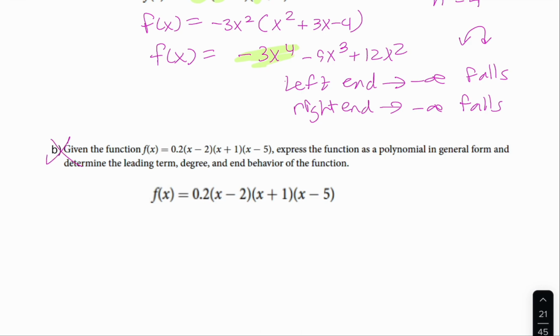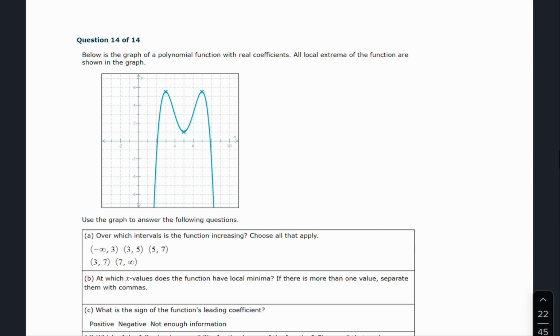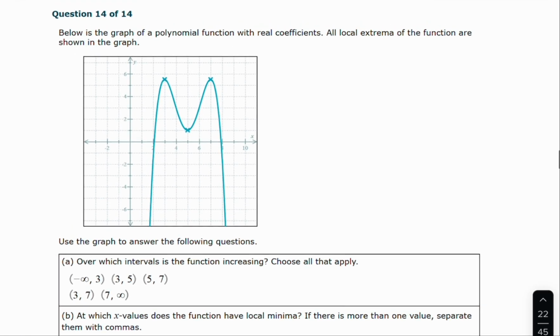Let's skip this one. So here it says, below is a graph of a polynomial with real coefficients. All local extrema of the functions are shown on the graph. Use the graph to answer the following. On which intervals is the function increasing?